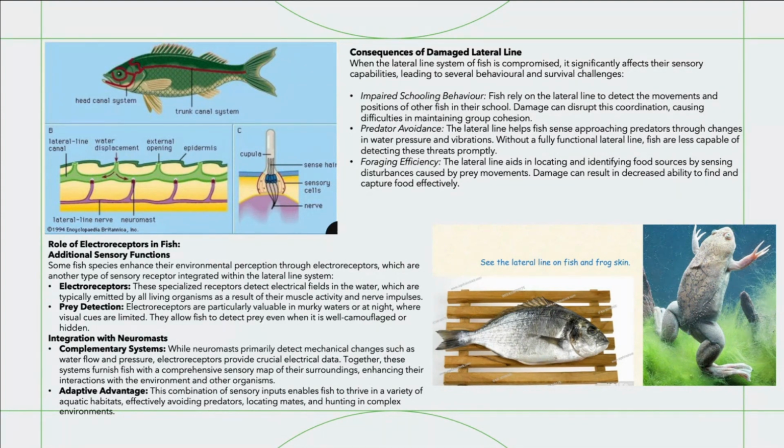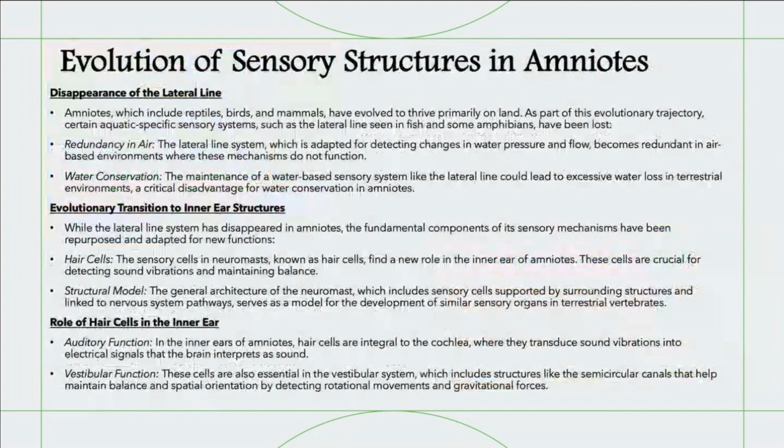This combination of sensory inputs allows the fish to thrive in lots of different aquatic habitats. They can use this lateral line system in order to avoid predators, or in order to find their prey, or in order to find mates. So again, all to help with survival.